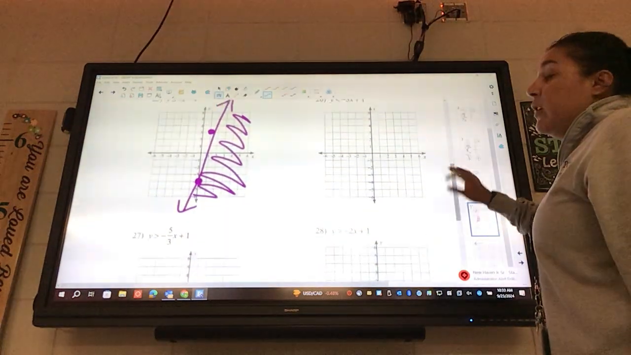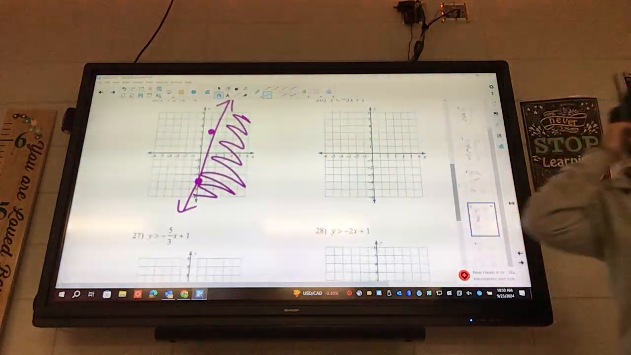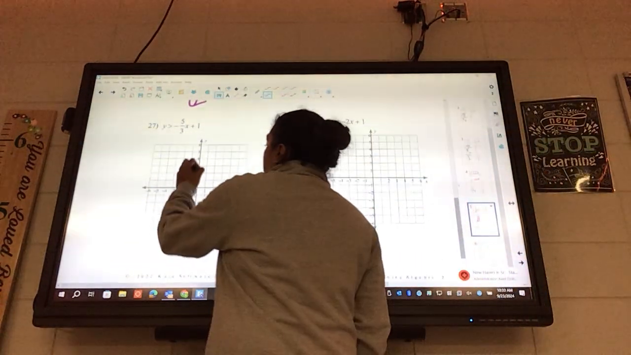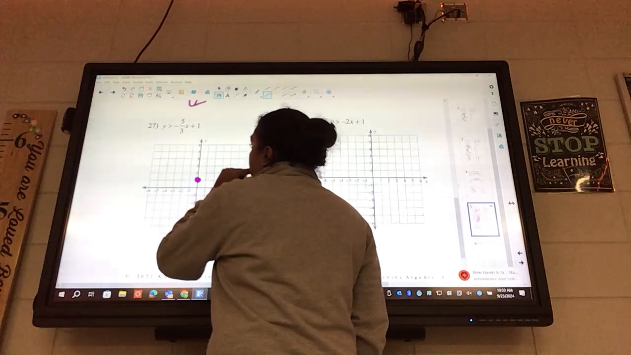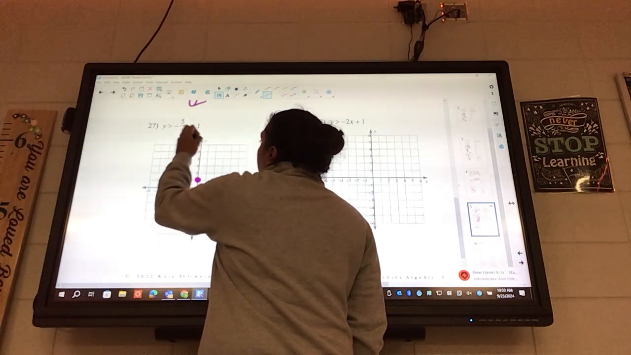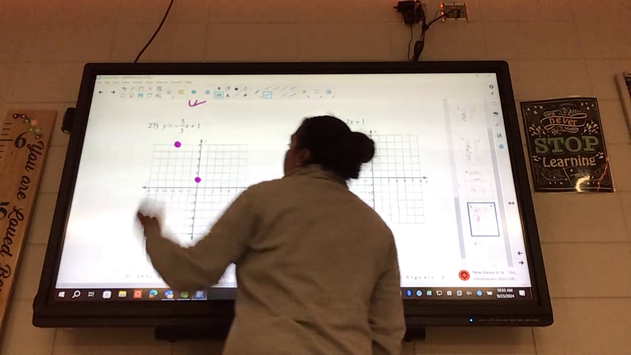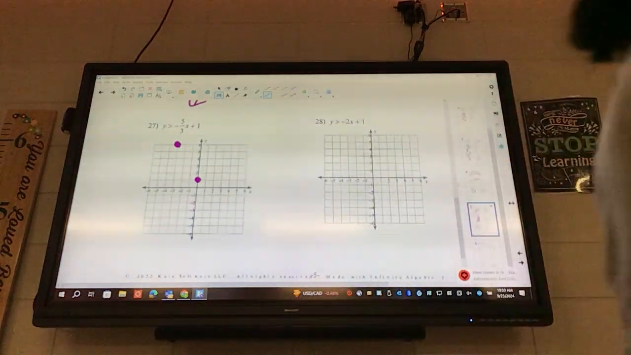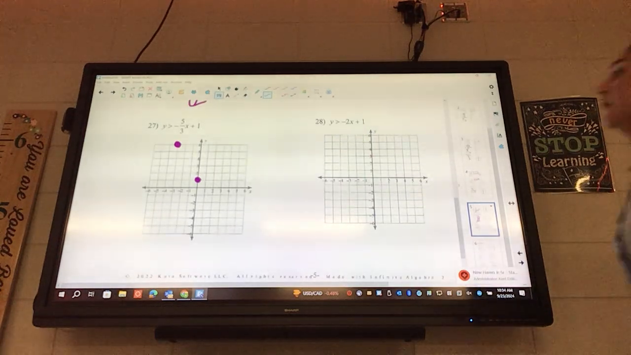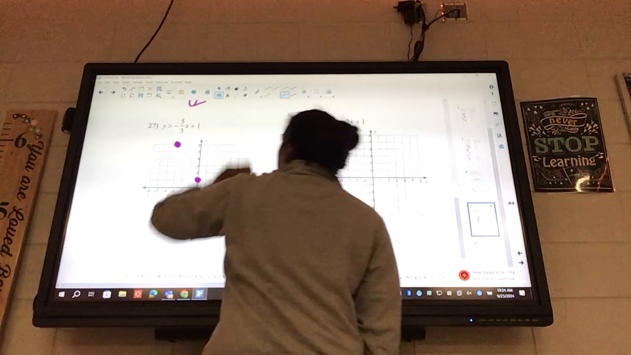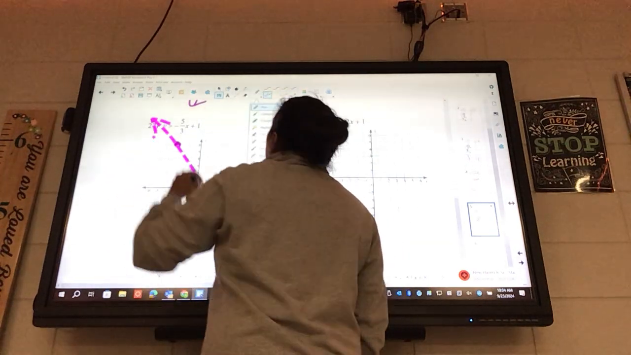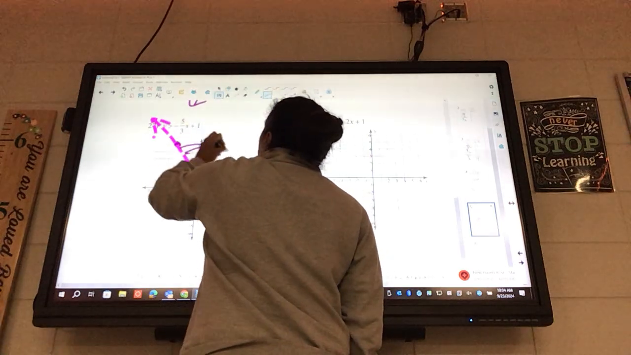Okay, 27, where does that graph start? At 1, and what is the slope? Yep, so can I go up 5? Yeah, I can. 1, 2, 3, 4, 5. Over 3 to the left. Is that gonna be a solid or dotted line? It is a dotted line. Are we shading above or below? It's gonna be above.